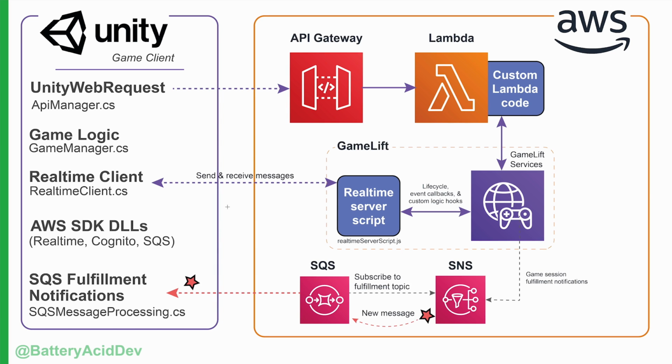The AWS setup includes API Gateway to handle all incoming HTTP calls, meaning anything our API manager requests goes through the API Gateway endpoint. Then these requests are forwarded to our Lambda function. Our Lambda function handles all of the GameLift service calls for searching, joining, and creating game sessions.